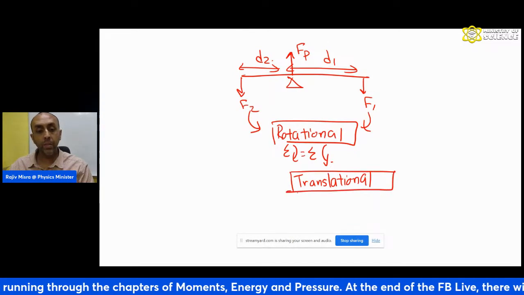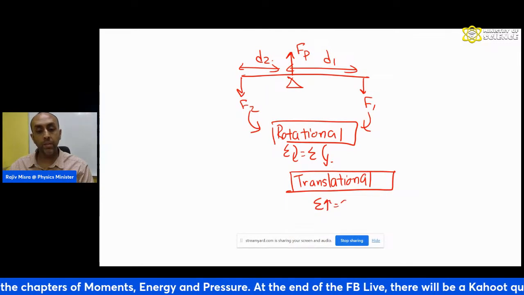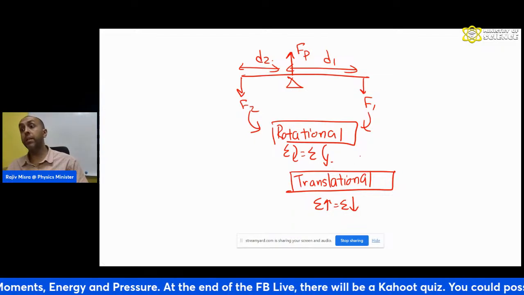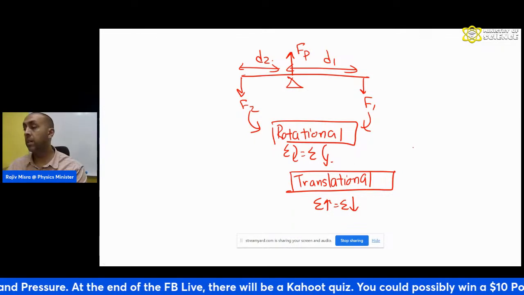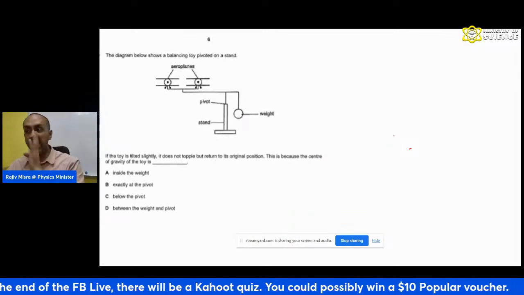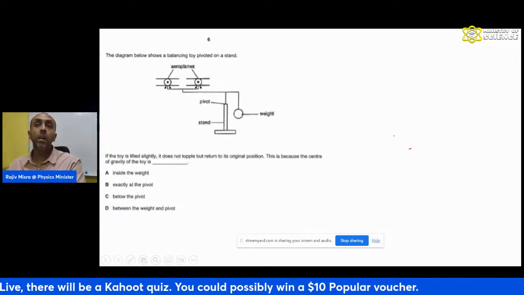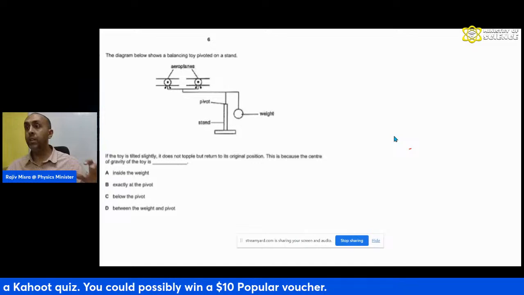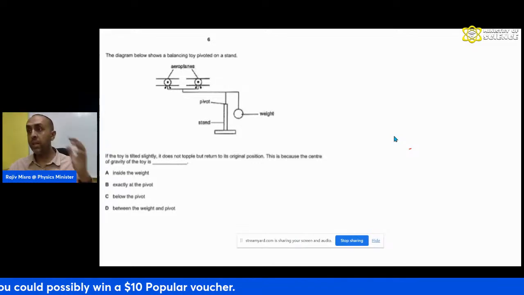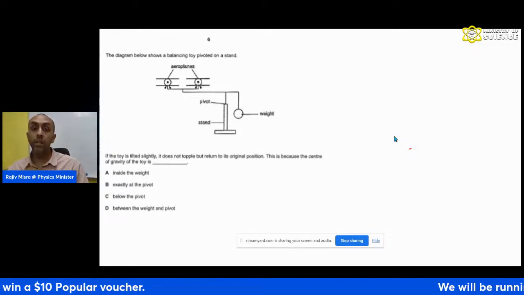And translational equilibrium just means sum of upward equals the sum of downward. So just take note of that. Sum of upward equals sum of downward. Now, let's say for this question, what I want you guys to do is this. If as you are reading it, you already got a rough idea, just go ahead, put your answers in the chat. I'd love to answer them.